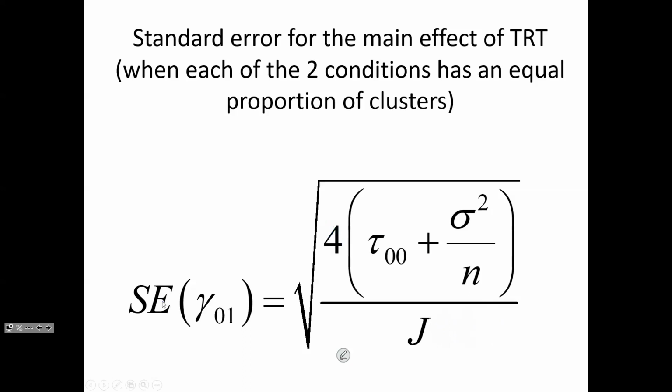But let's take a look at this formula. What do you notice? J is the number of clusters. N is the number of people. N here is the average number of people per cluster, so it's observations per cluster, not the total number of observations. This isn't the total sample size. This is the average number of people per cluster. Okay.